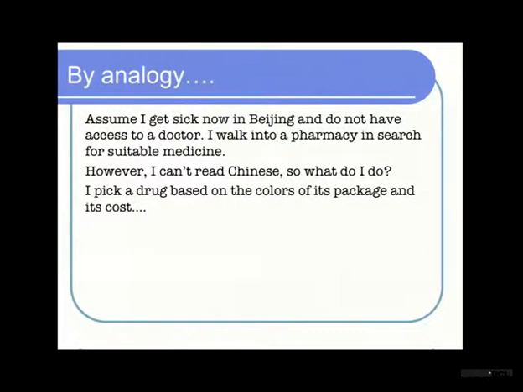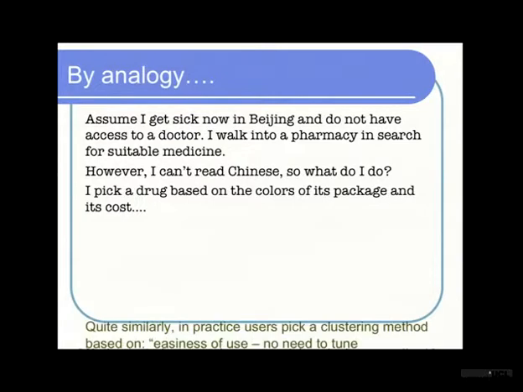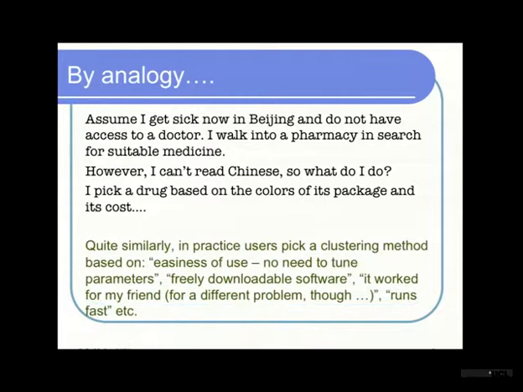And that's it. People choose based on ease of use, freely downloadable software, or because it works for my friends, it runs fast, etc. And it has nothing to do with how the algorithm works.